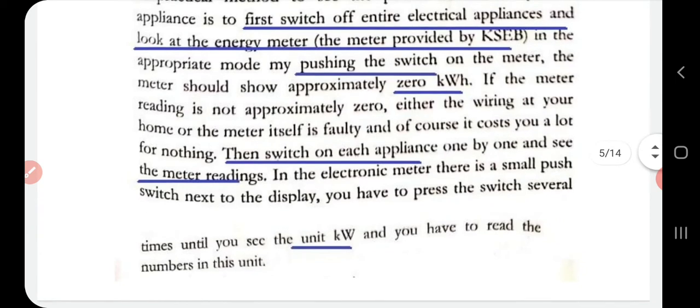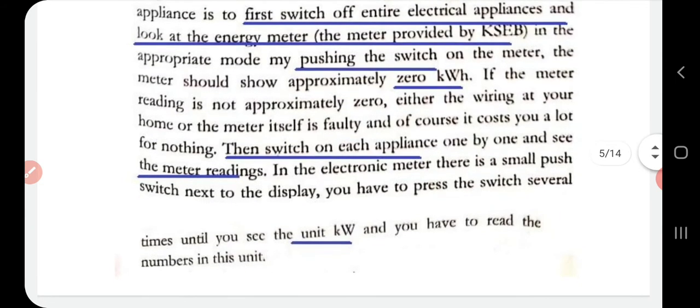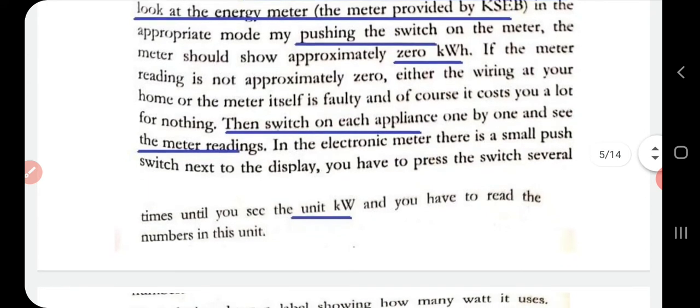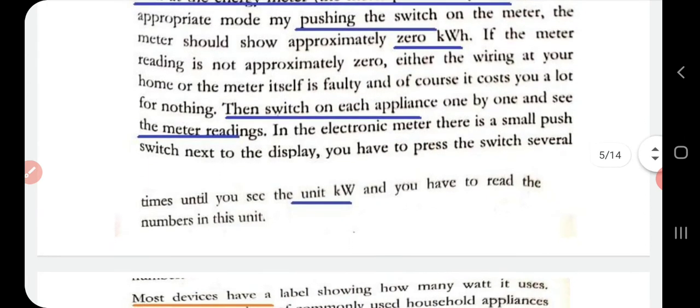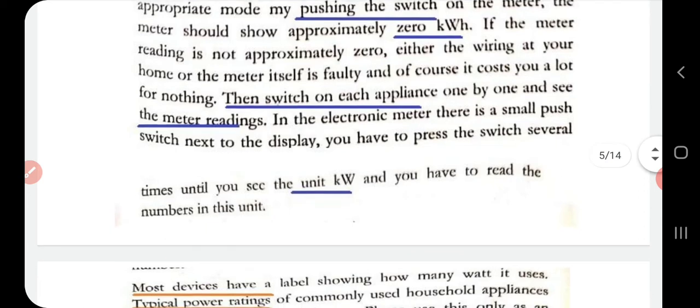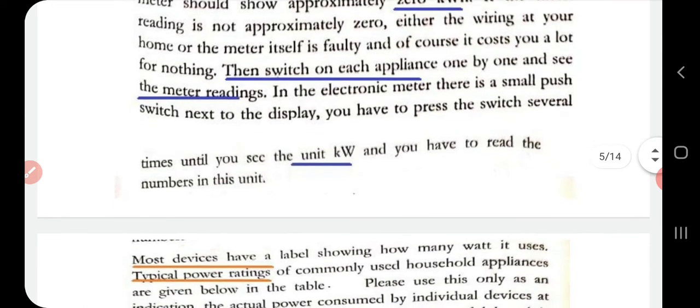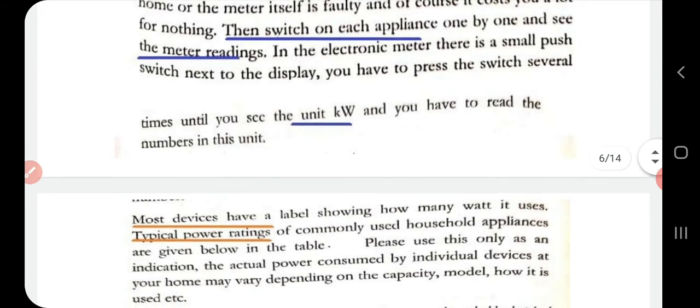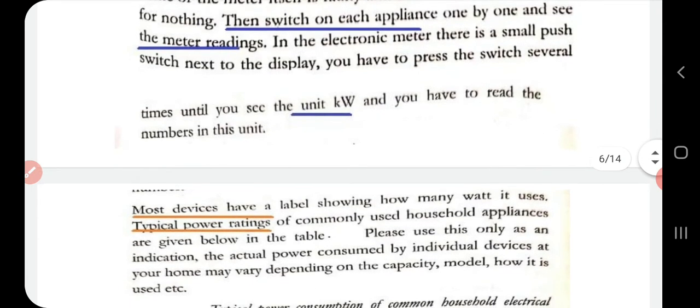So first you switch off all the appliances, then you go to the meter, push the switch on the meter and look at the meter reading. And after that you switch on each and every appliance, then the meter will show the readings. In the electronic meter there is a small push switch next to the display. You have to press the switch several times until you see the unit kilowatt hour, and you have to read the numbers in the units.